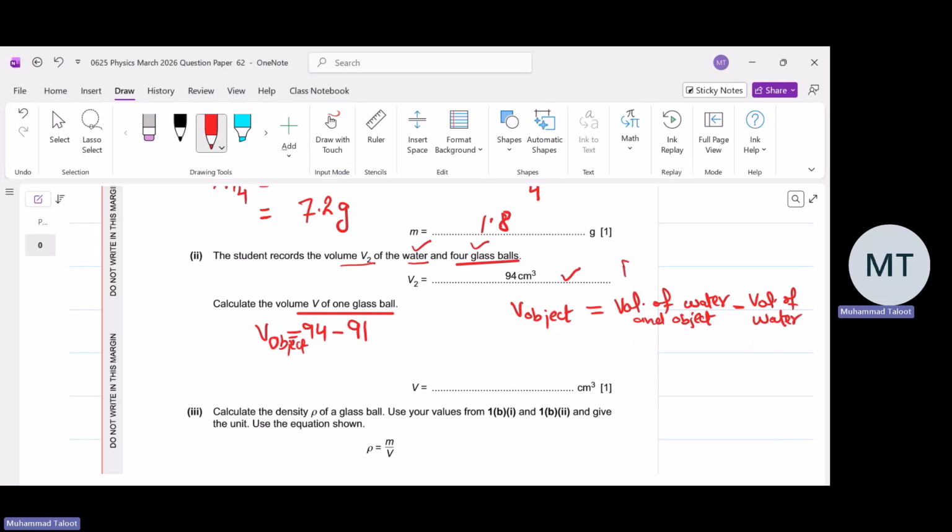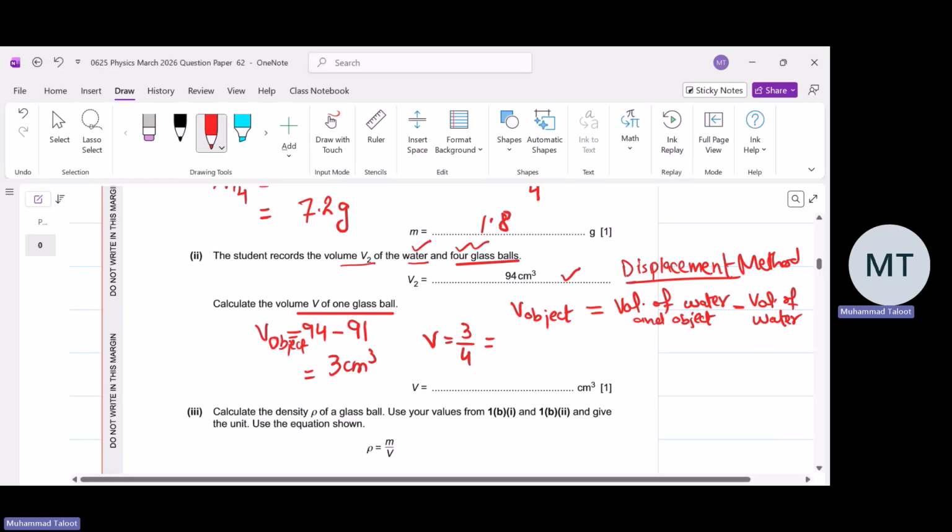I am basically doing this. And this is known as the displacement method. You are done with your paper 2, theory paper, displacement method. In that you have covered this, you have revised this. So what I am getting is 3 centimeter cube. So this is for 4 glass balls. So for 1, it will be 3 divided by 4. So what answer do you get if I divide 3 by 4? It is going to be 0.75 centimeter cube. So we are done with this.